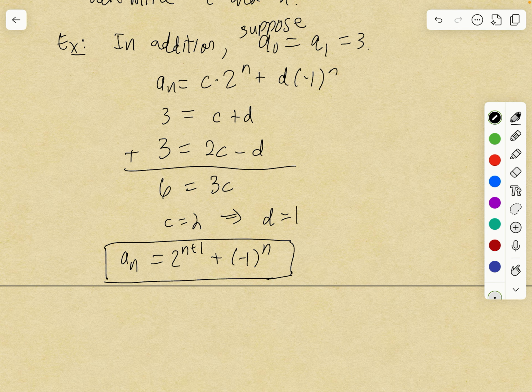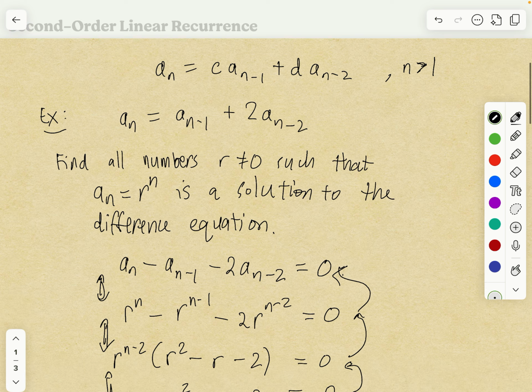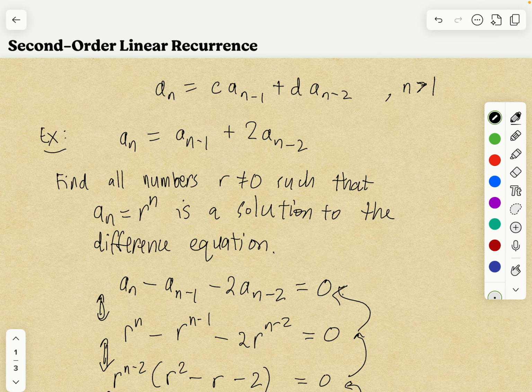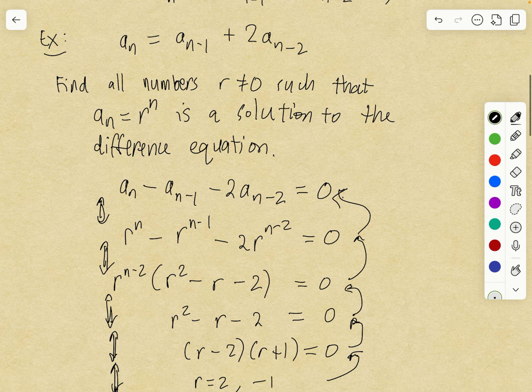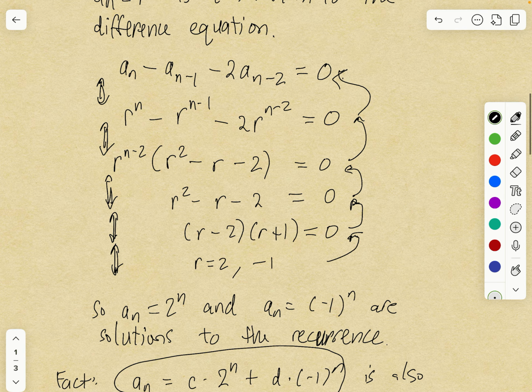So you can use this for any second order linear recurrence that looks like this: a sub n equals c a sub n minus 1 plus d a sub n minus 2. This is how you solve it if the roots are distinct. If the roots are not distinct, then it gets a bit more complicated, and we'll talk about that in a different video.